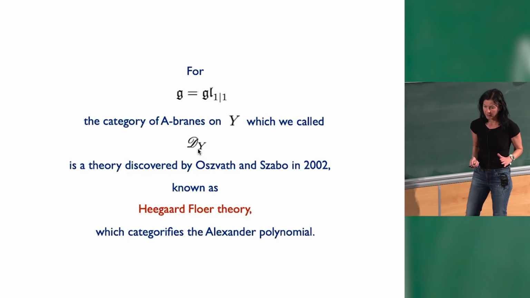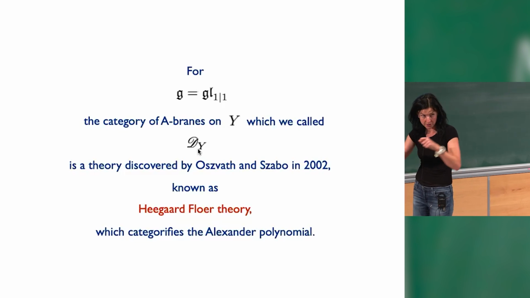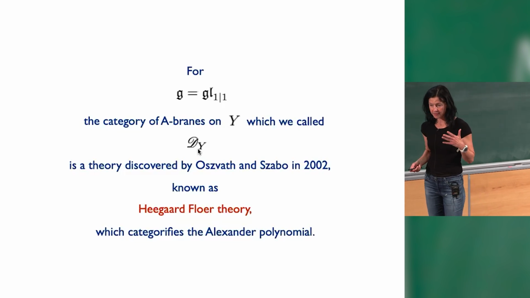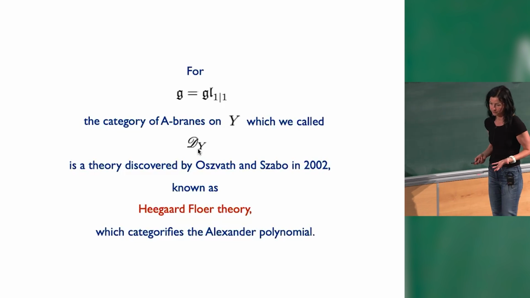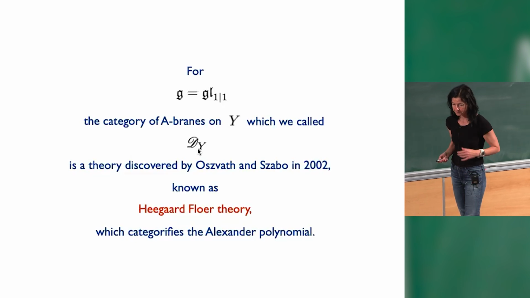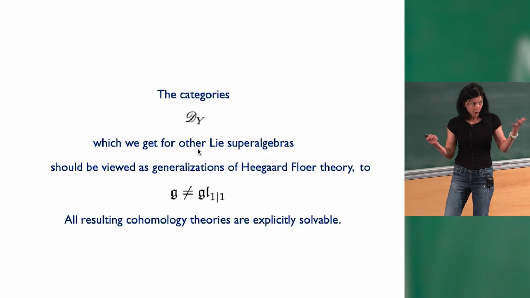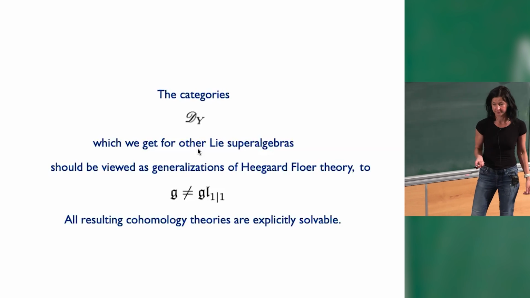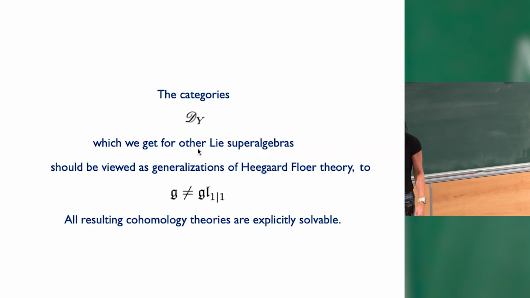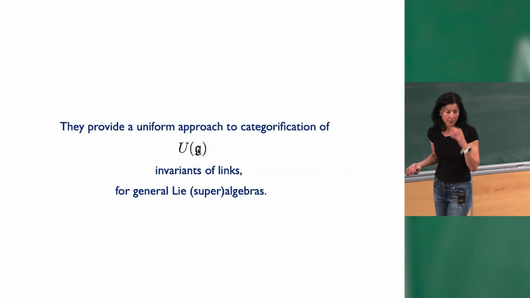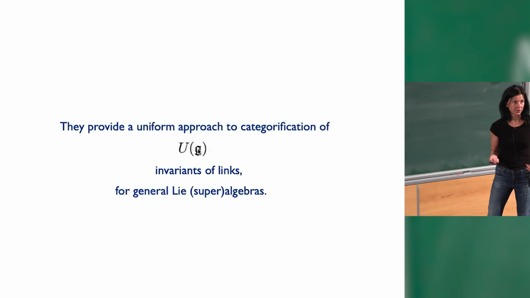If you take G to be GL(1|1), the category of A branes on Y, which is then just a symmetric product of this complex cylinder, is the theory discovered by Ozsváth and Szabó in 2002, known as Heegaard Floer theory, which categorifies the Alexander polynomial. The categories we get for more general G should be viewed as generalizations of Heegaard Floer theory to arbitrary G. And they're all explicitly solvable, as I just told you. So this gives you a uniform approach to categorification of quantum link invariants for general Lie algebras. Thank you.